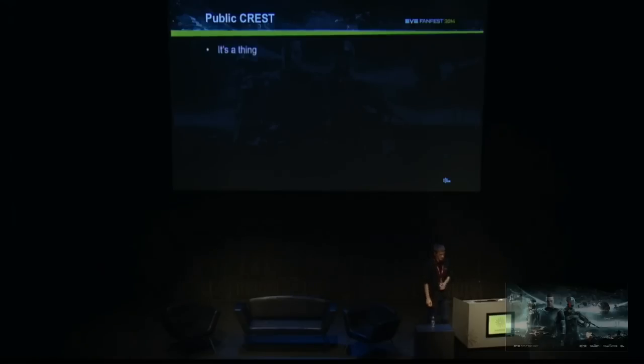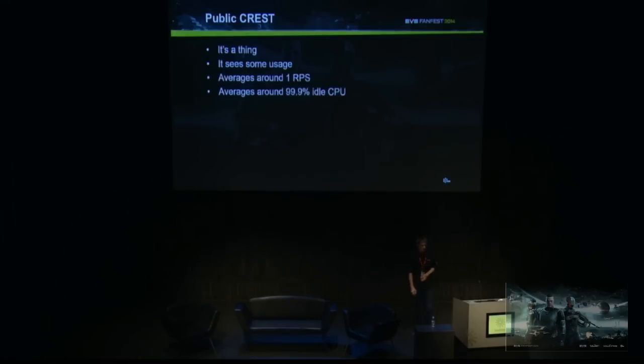On to public CREST. That's all Eve API. So public CREST. It's a thing. It exists, and it sees some usage. When I say some usage, it's averaging about one request per second, which is not nearly as much as the Eve API, but it's there. And the server that runs it idles around 99.9% idle CPU. It's great.